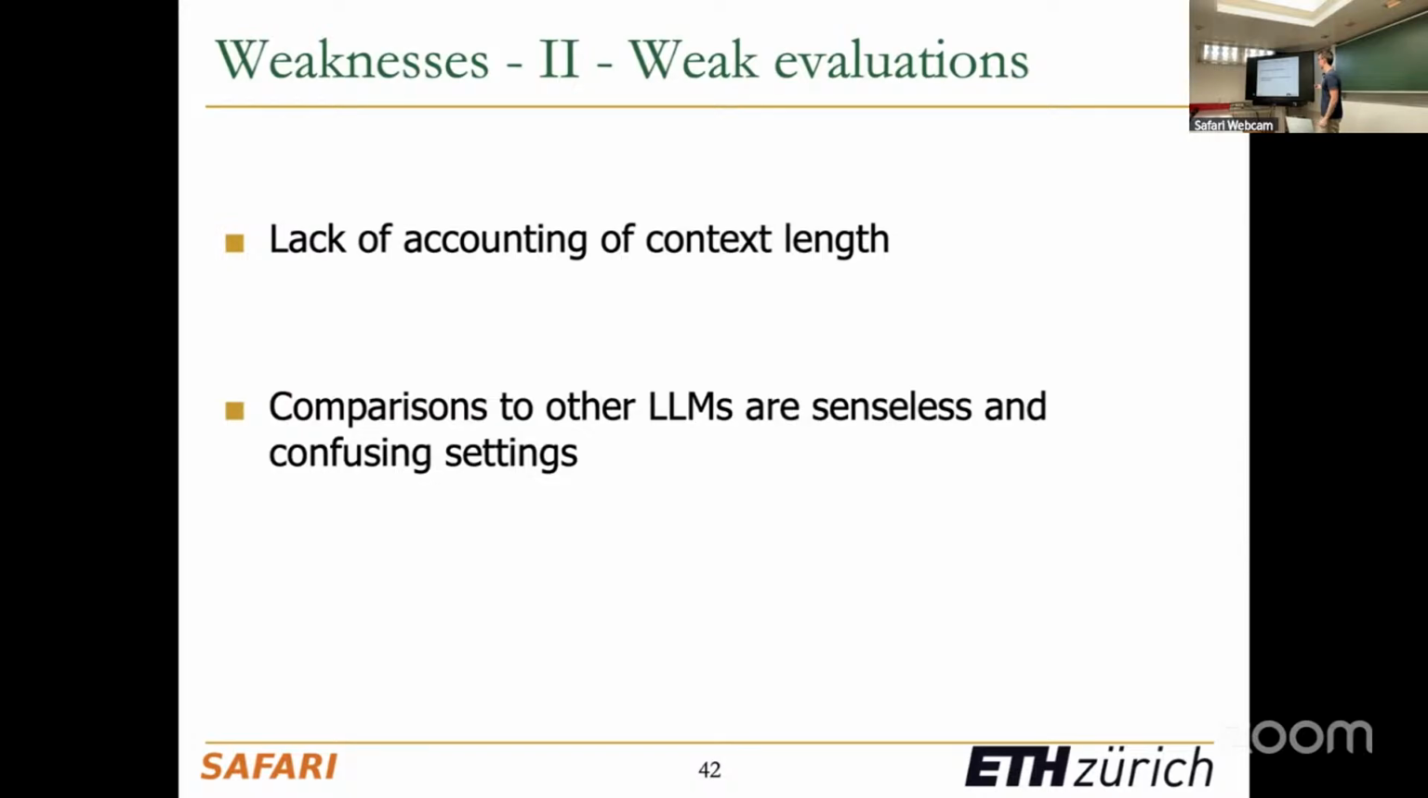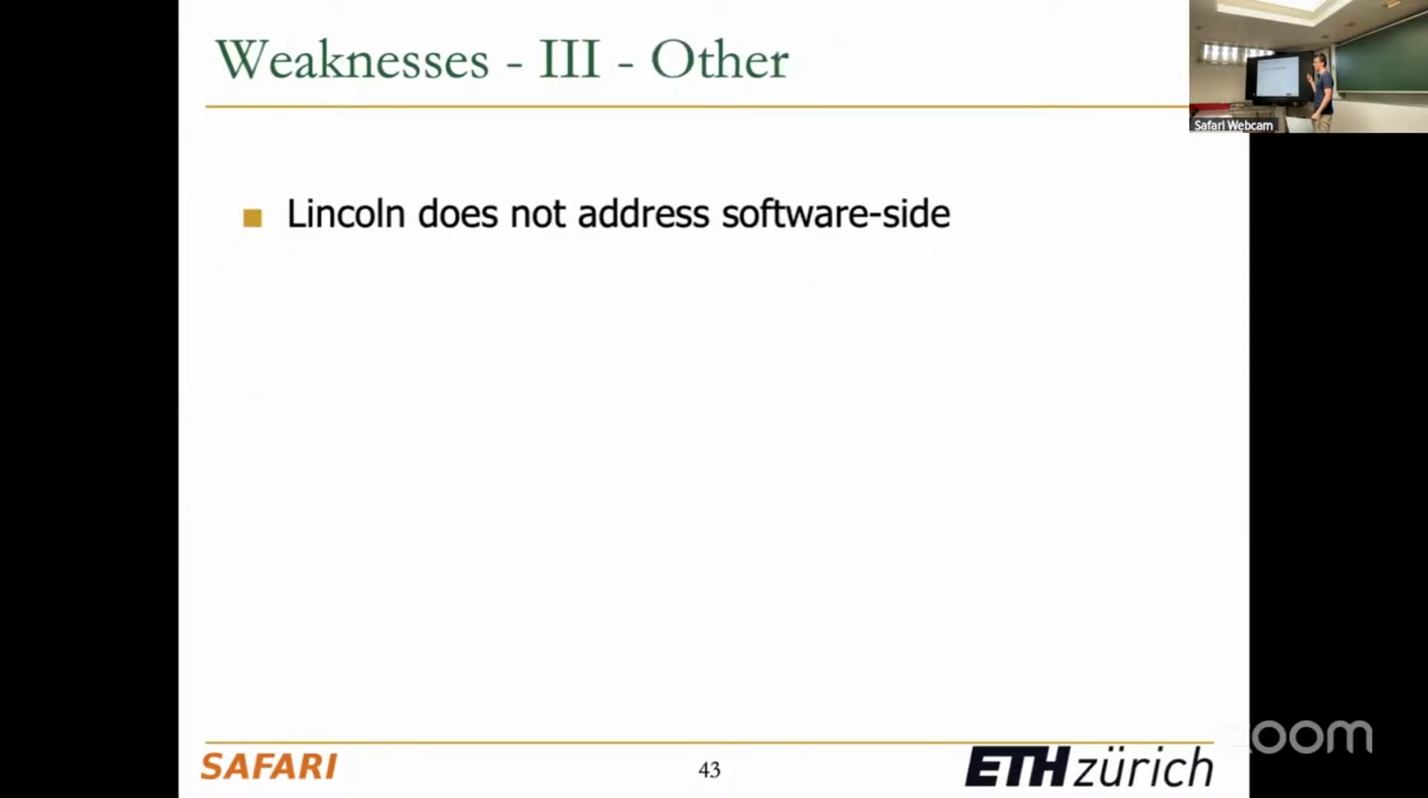Also, the comparison to the base model does not make much sense, and some of the settings are not really well explained. What I mean by this is we are talking about running big LLMs. For the prefill phase, for one, they compare it to the base model, and they say, okay, the base model runs for 47 seconds before outputting a token. But this doesn't make any sense because you would never use this kind of model like this. Then the last two things I have is Lincoln does not address the software side.